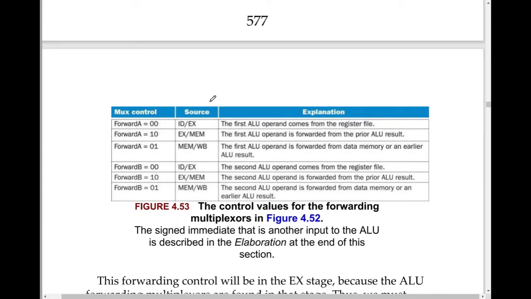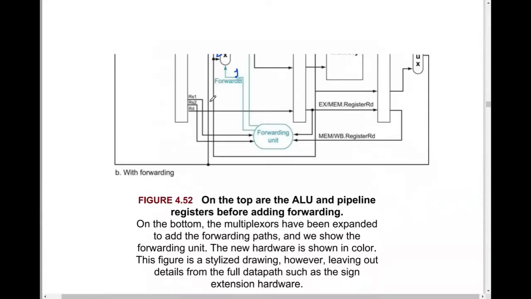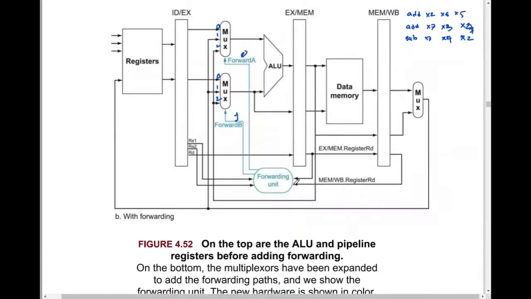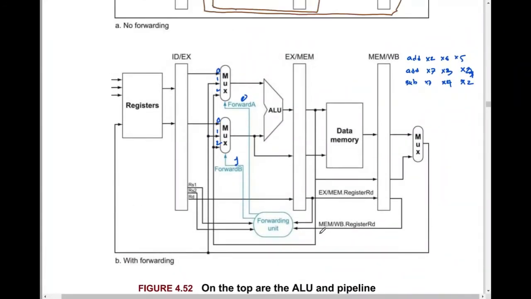So this logic must be implemented in a circuit, and that circuit should control this line. This circuit is called the forwarding unit. Like a control unit that we have understood previously, here there will be a forwarding unit, and this forwarding unit will decide all these things. Now the question is how to design the forwarding unit and what information is required by this forwarding unit to take these decisions. So now we'll discuss these.